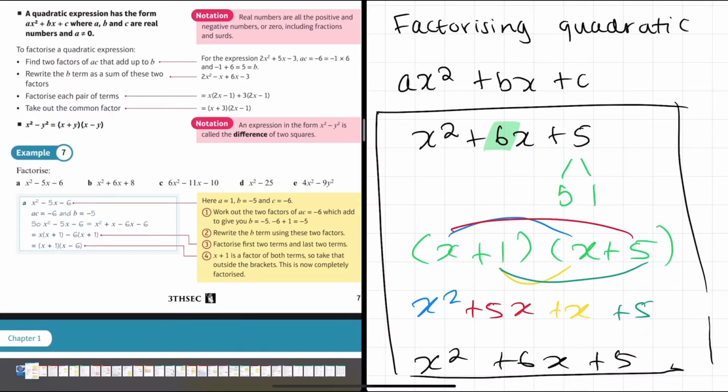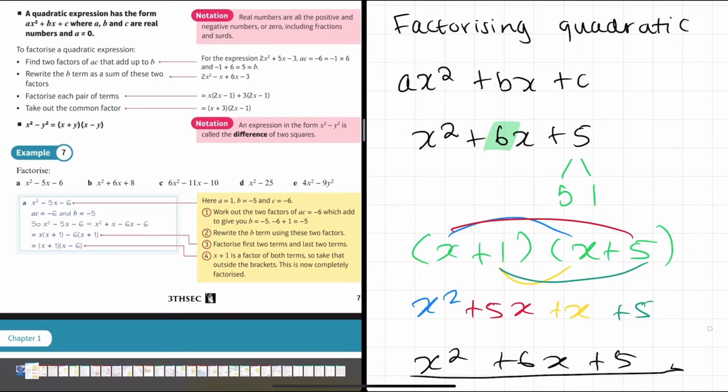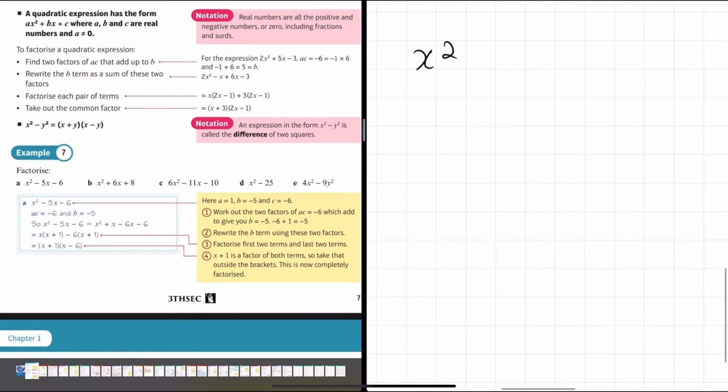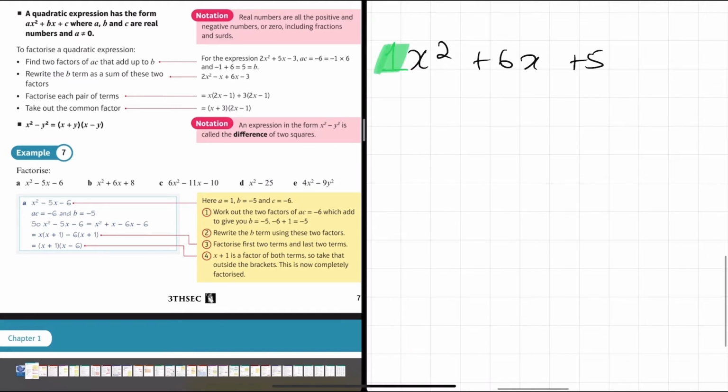Now, we can also try the method given in the textbook, although this may be more useful when there is a coefficient to x squared that is not 1. So we can try the method given in the textbook, and that is as follows. We have x squared plus 6x plus 5. Using the method in the textbook, we are going to treat the coefficient to x squared as 1, and then we're going to multiply 1 and 5. 1 times 5 gives us 5. We then need to find factors of 5 that add up to 6, which we know to be 5 and 1.